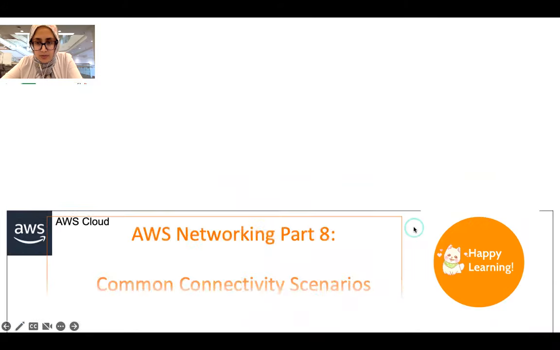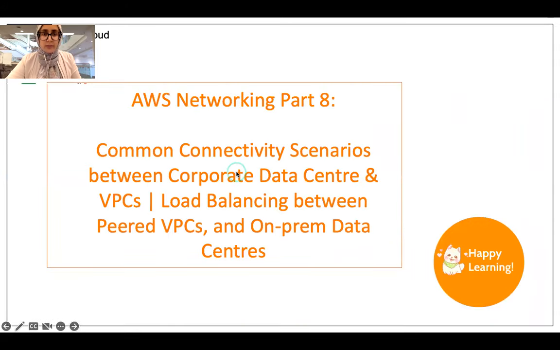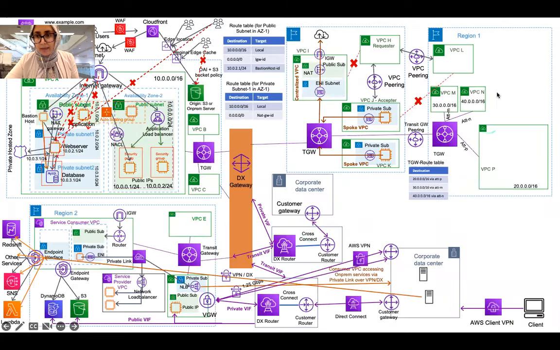Okay, so for this one, what we're covering is common connectivity scenarios between corporate data centers and VPC, load balancing between the peered VPCs and on-prem data centers. So we wanted to know how the corporate data center can connect to these VPCs and how we can load balance the traffic between the VPC and then the corporate data center, right?